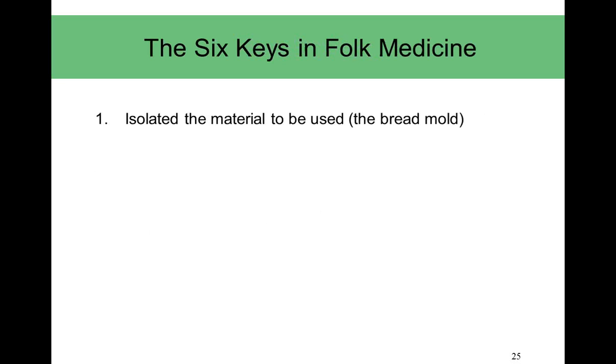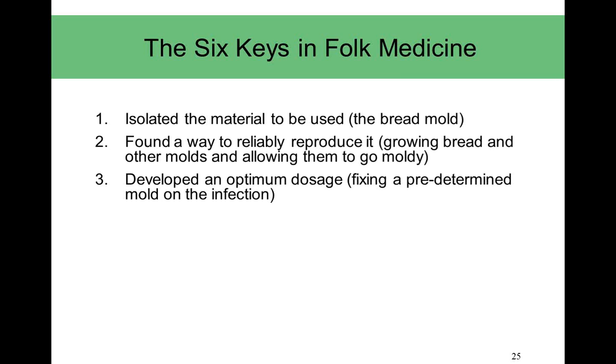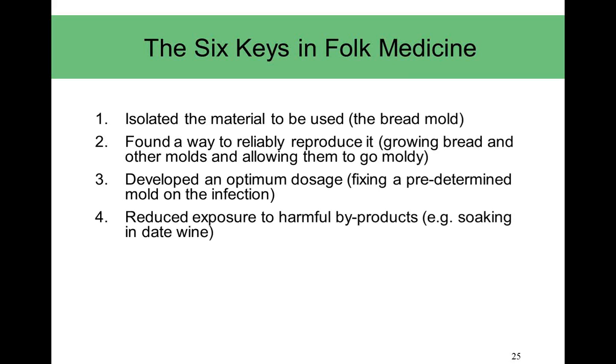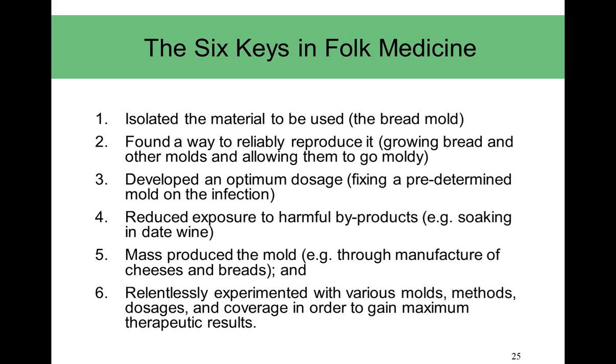Number 1, they isolated the material to be used, the bread mold. Secondly, they found a way to reliably reproduce it, growing bread mold in other forms and just allowing them to go moldy. Third, they developed an optimum dosage, fixing a predetermined mold on the infection. They did that over years in trial and error in different cultures. Fourth, they reduced exposure to harmful byproducts, because they discovered that they soaked the mold in date wine so that it would just get the full effect of the mold. Fifth, they mass produced it through manufacture of cheeses and breads, and then finally, they relentlessly experimented with various molds, methods, dosages, and coverage in order to gain maximum results.